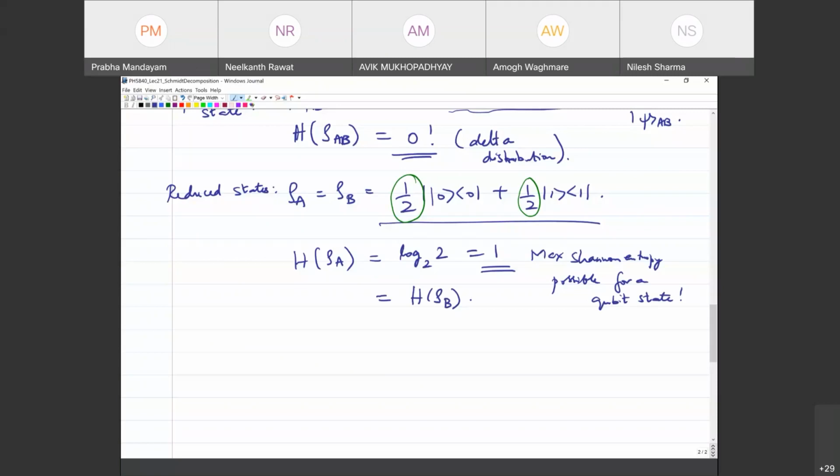So you have a scenario where you have a bipartite state AB, which has zero Shannon entropy, but you have its marginals A and B having maximum Shannon entropy, right?